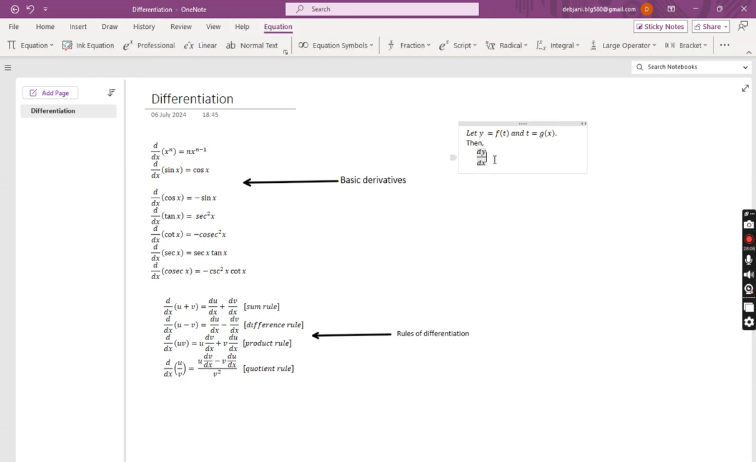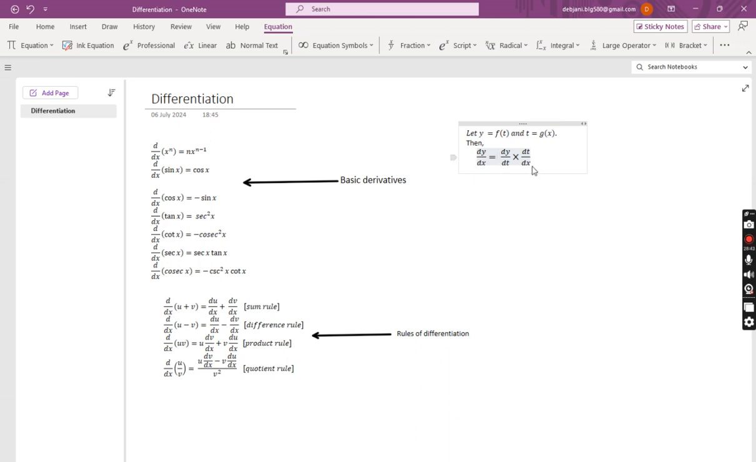Yeah, so chain rule. dy by dx will be equal to, now comes the most interesting part, dy by dt into dt by dx. This is known as the famous chain rule.